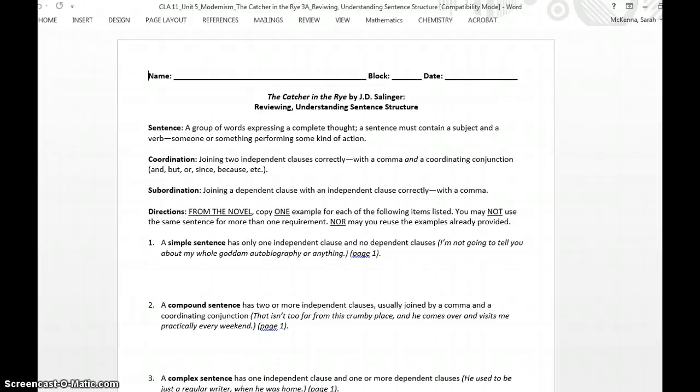Hey class. So the first activity that you're going to do today is look at sentence structure. Now, in the first Socratic seminar or discussion board that you did about The Catcher in the Rye, I asked about the type of language that's used in the book, and most of you probably noticed that Holden Caulfield has a pretty specific way of speaking. He is obviously very foul. He uses lots of bad language.